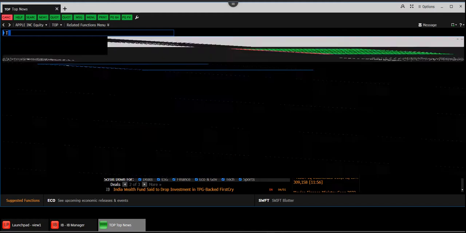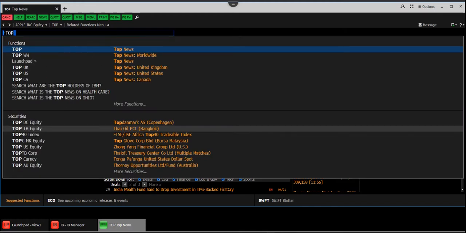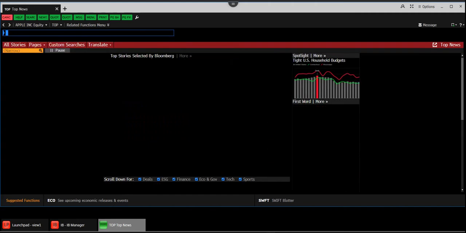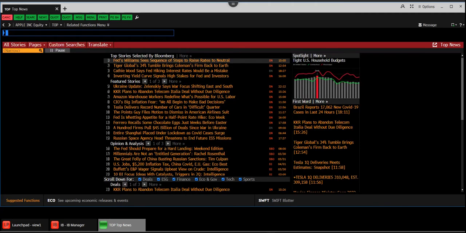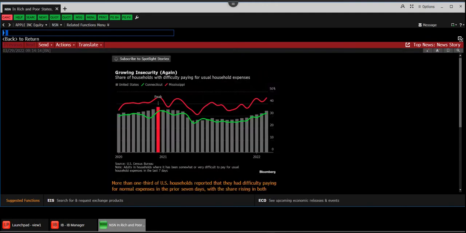The first one is top. You can see that it's top news, and this function just allows you to see what the news outlets are saying, the source, the time. Spotlight is over here. That kind of shows what people were talking about the most.